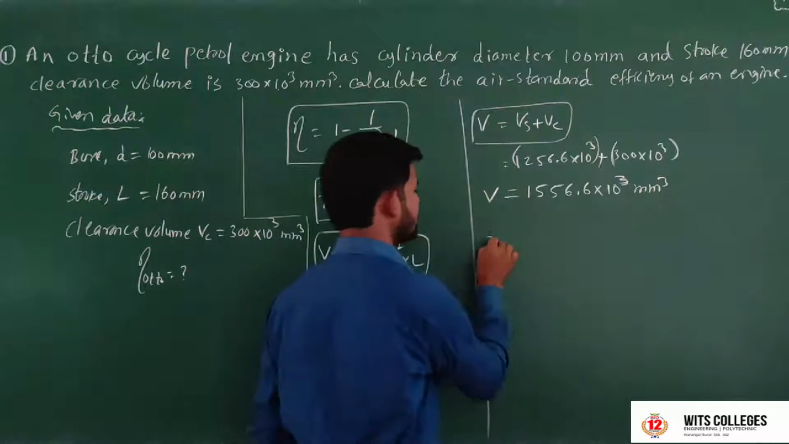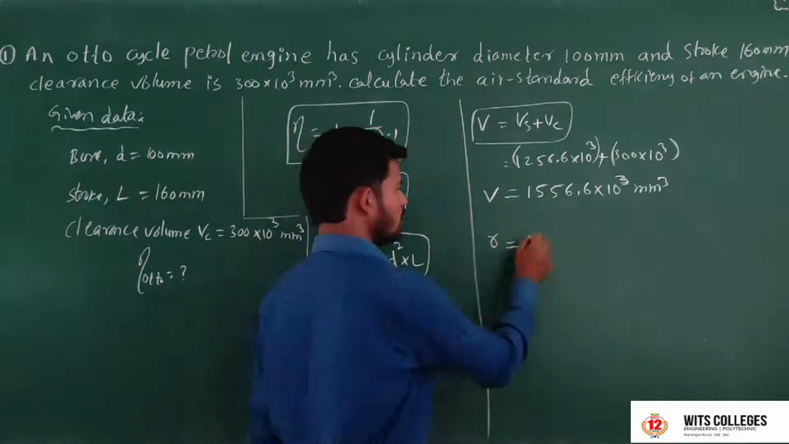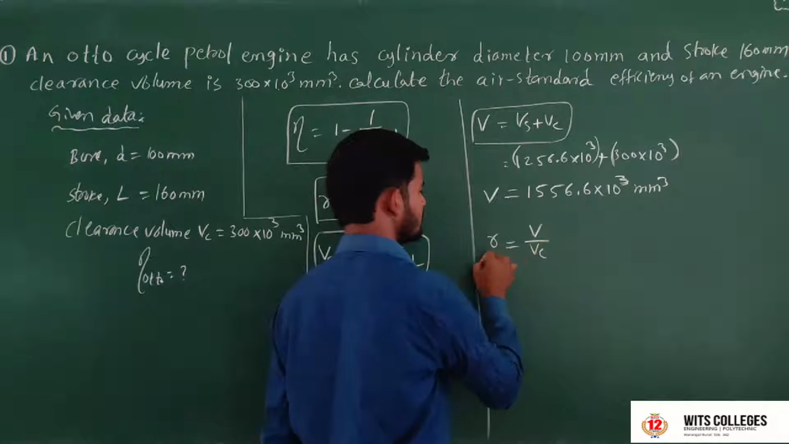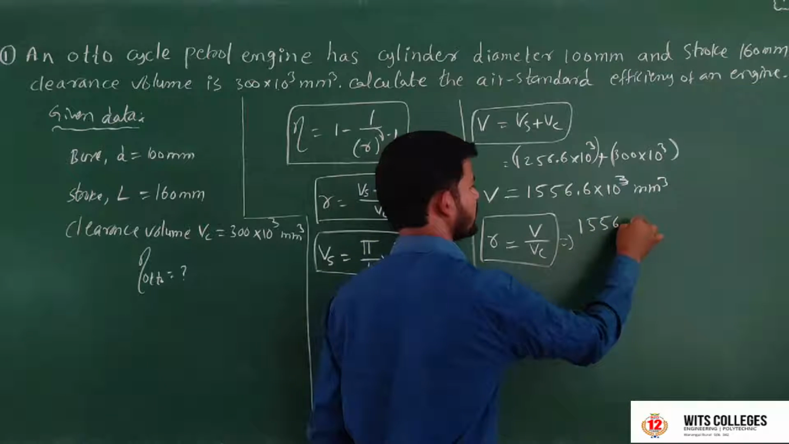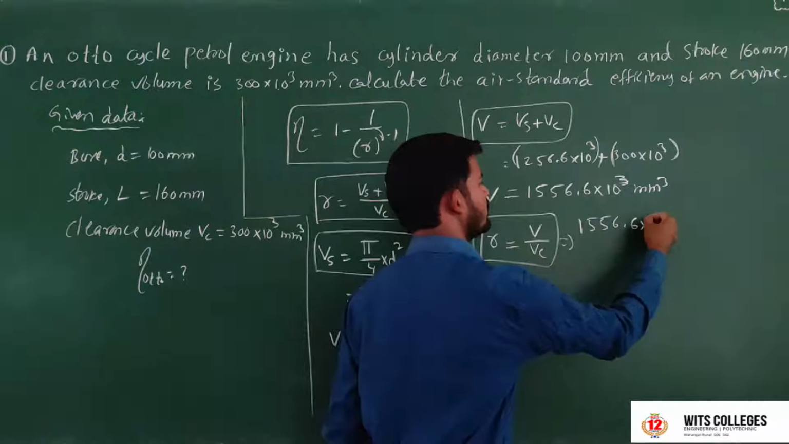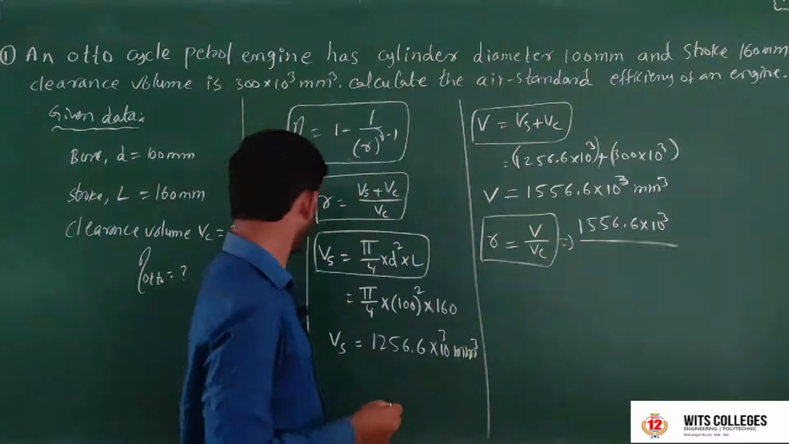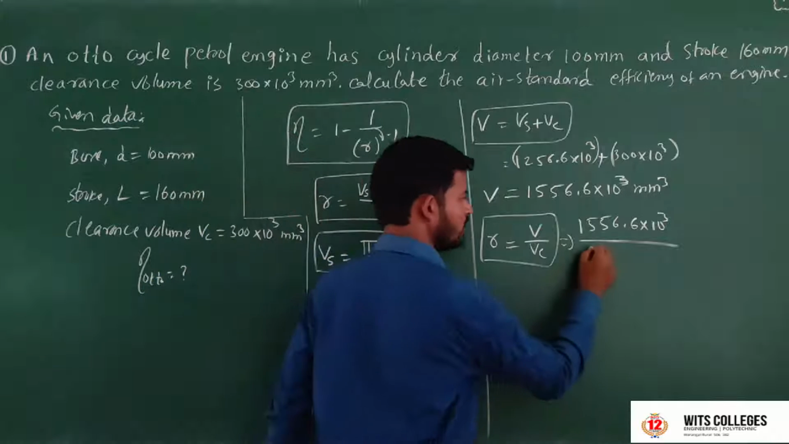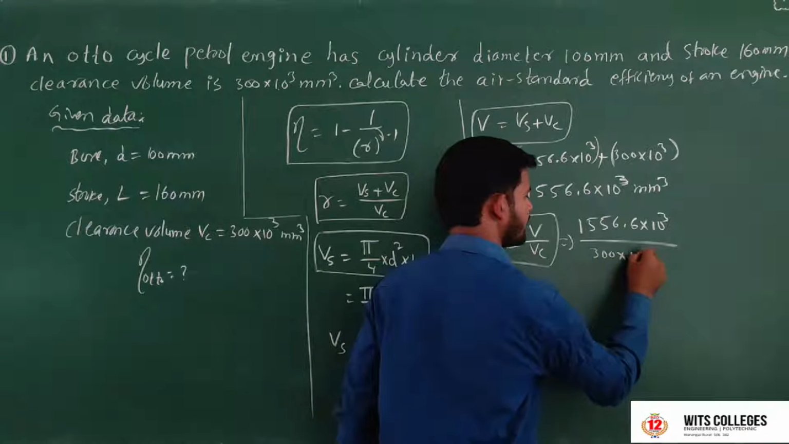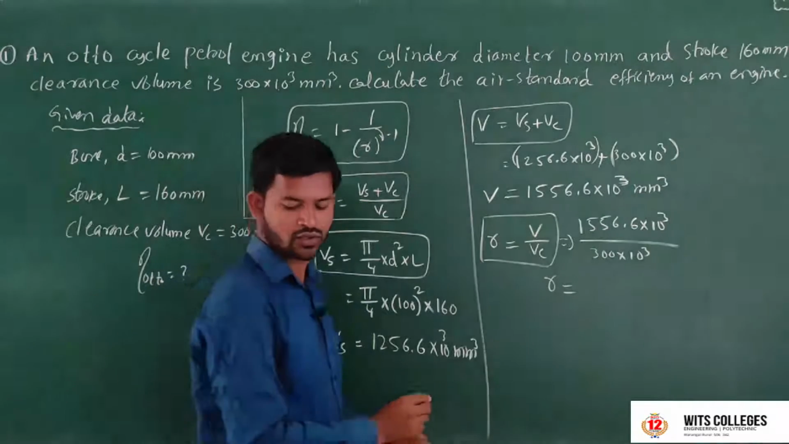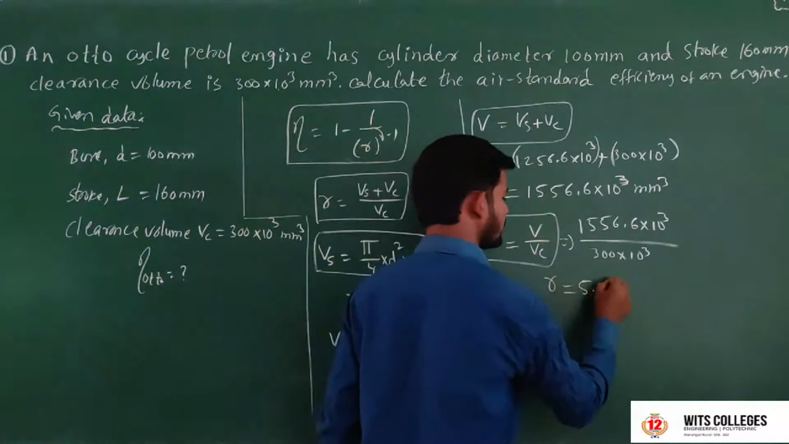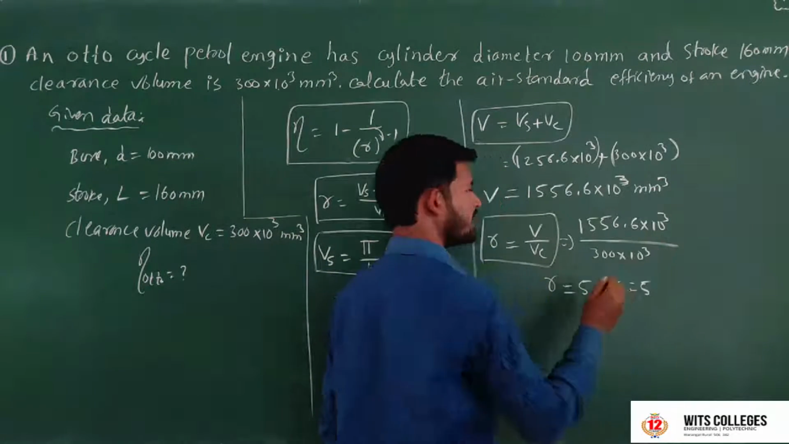Here we get the value of r equals total volume V by Vc. The total volume is 1556.6 × 10^3 divided by the clearance volume, 300 × 10^3. We get the compression ratio r as approximately 5.188, which is nearly 5.